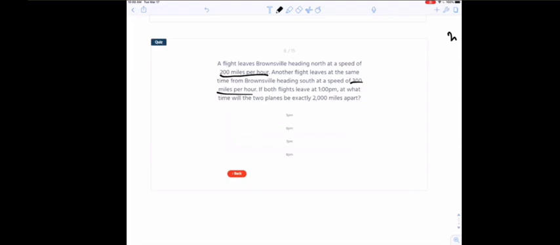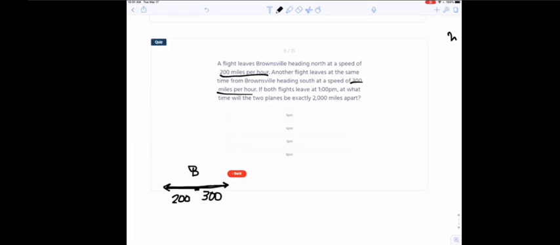For this one, I'm actually going to draw something for you. So let's say this is Brownsville. And there's a flight that leaves north, 200 miles per hour. So every hour, this one travels 200 miles. Another one leaves in the opposite direction, south, at 300 miles per hour.